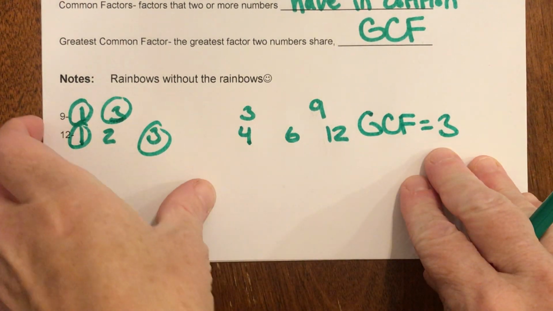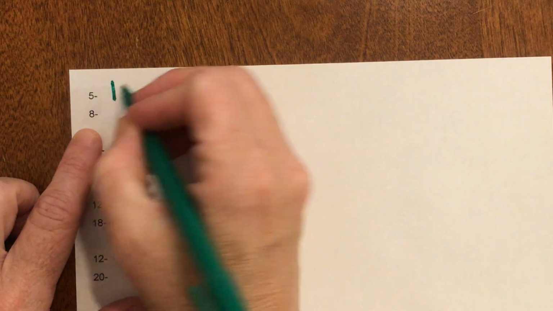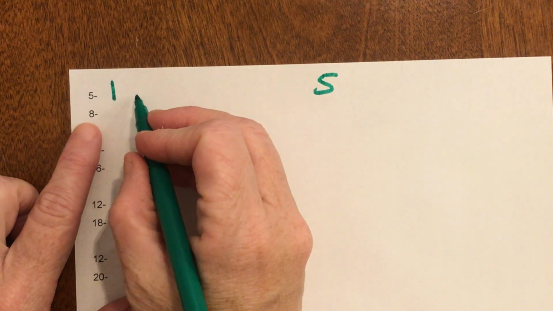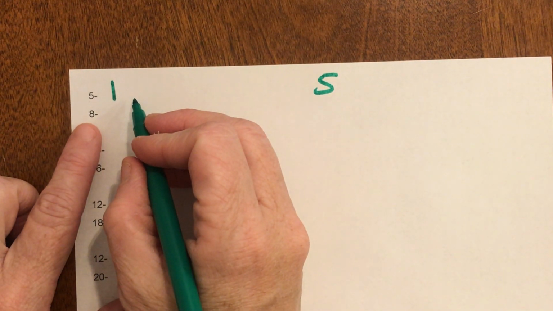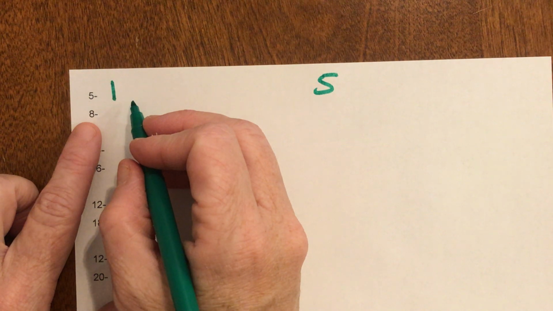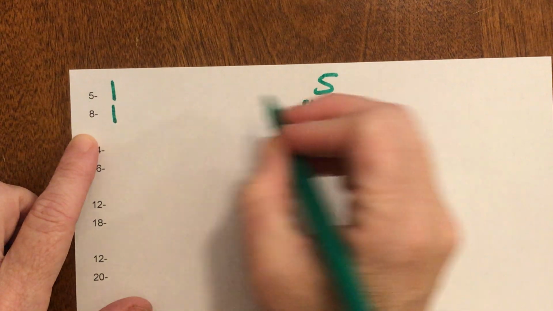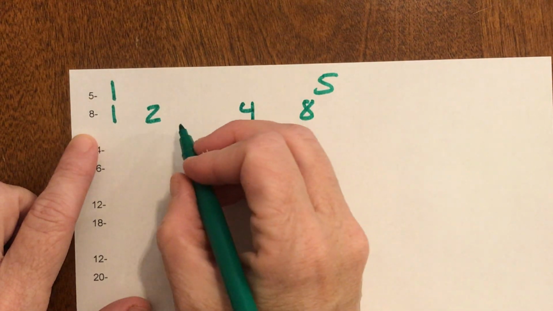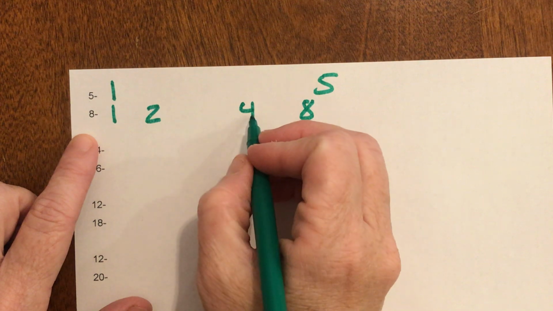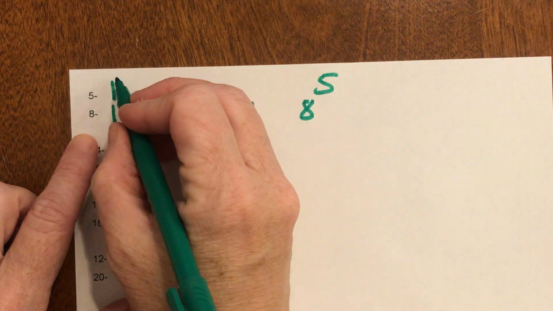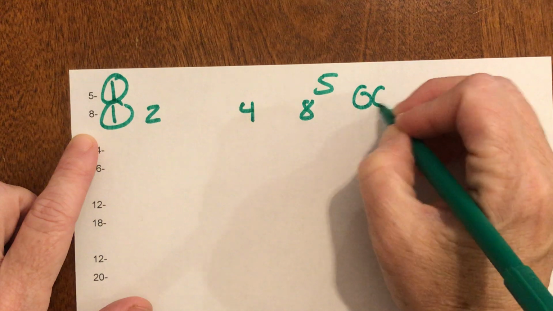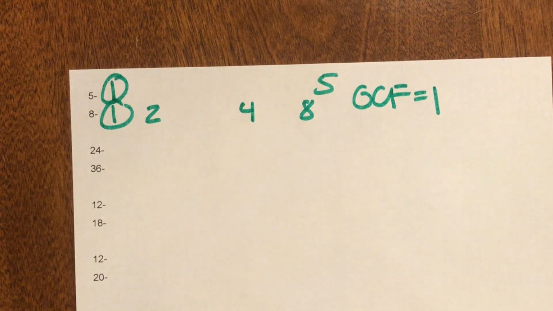Okay, we're going to actually skip this one because we have a lot of them. Let's go on to the next one, which is 5/8. Okay, so I'm going to always start with 1. 1 times 5, 2 doesn't work, 3 doesn't work, 4 doesn't work, and then 5, I'm going to stop. Okay, 1 times 8, 2 times 4, 3 doesn't work, and then 4, I have a repeat, so I'll stop. So notice this time my GCF is 1.